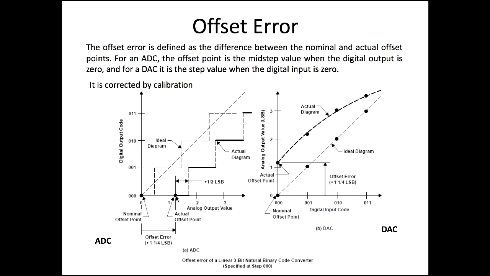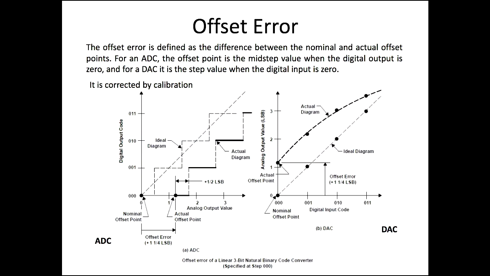Offset means, as previously discussed, if it is a 3-bit ADC with a 10 volt range, from here to here is 1.42 volt. When your input exceeds 1.42, your output will go from 000 to 001. But in your ADC, even at 1.42 or more, it will not change. Why? Because it has an offset. Then you have to take that offset into account.